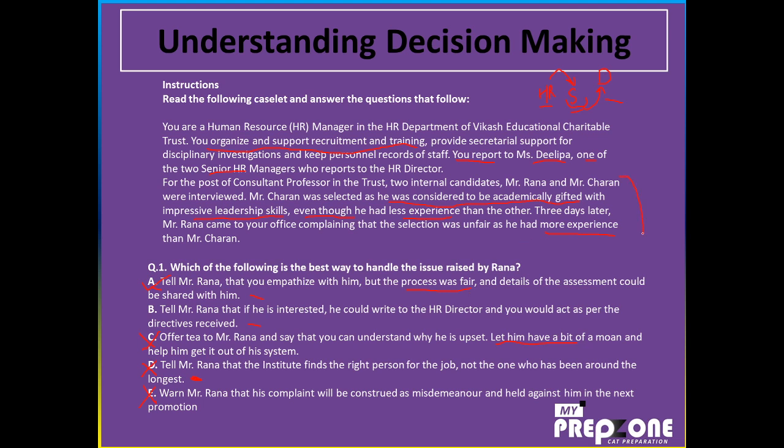If there was a hint of the process not being fair here in the text, then you could have used option B. But you have already been told that he was considered to be academically gifted with impressive leadership skills, and you know that these are the qualities for any consultant, professor or anybody in the management system, and that is why A has to be the answer. I will pause for a minute here and take any queries you may have. All right. If there are no queries, I will take it as great feedback.